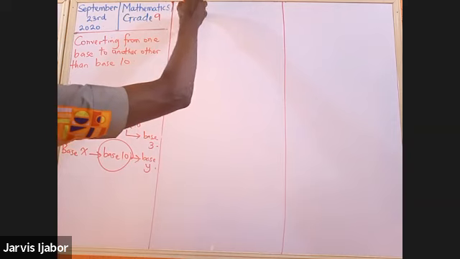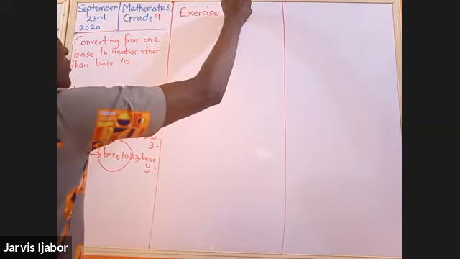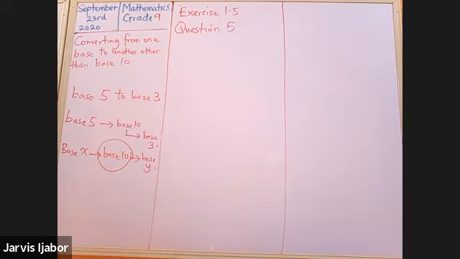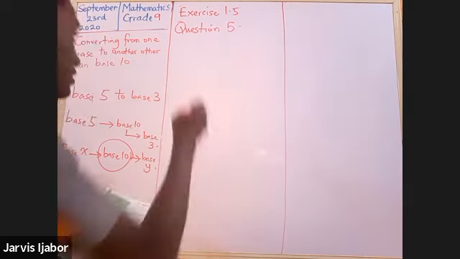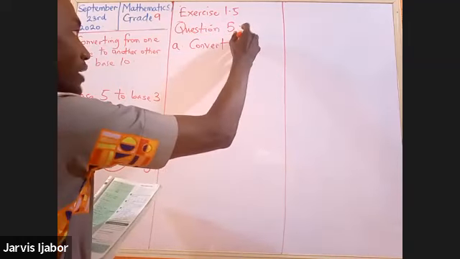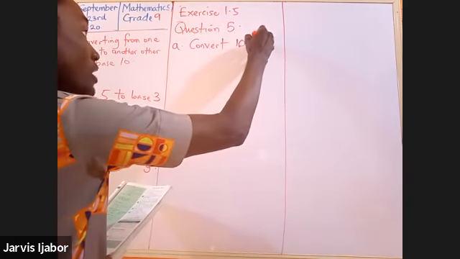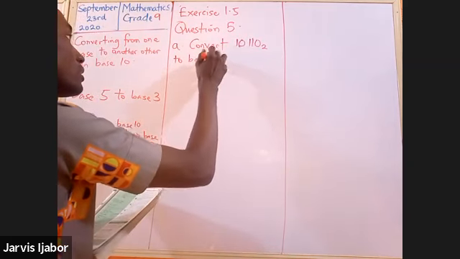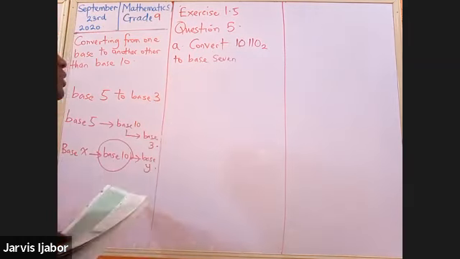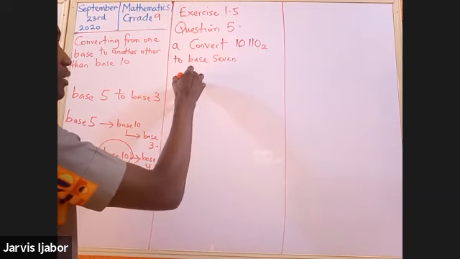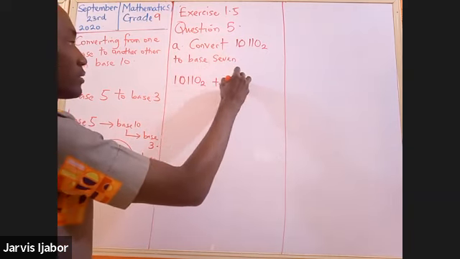Exercise 1.5, question 5. Question 5 will help us deal with this concept. Now, in question 5, it says A, convert 10110 base 2 to base 7. So we have to convert this to base 7. First of all, we need to move this to base 10.